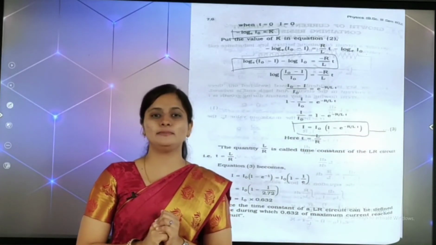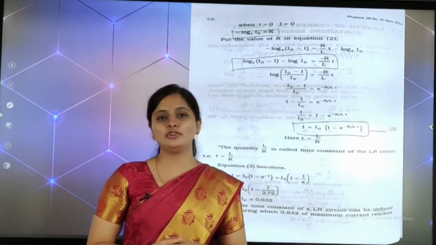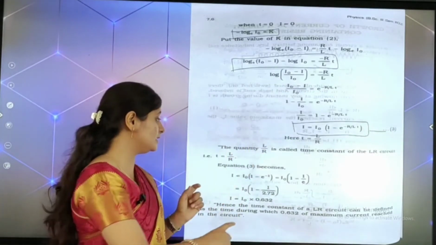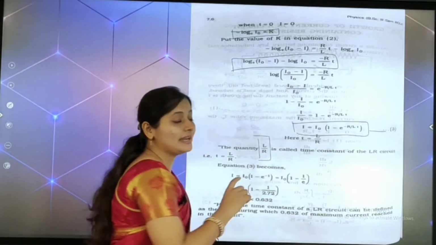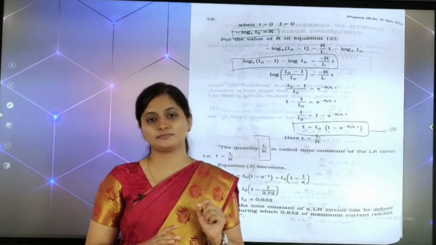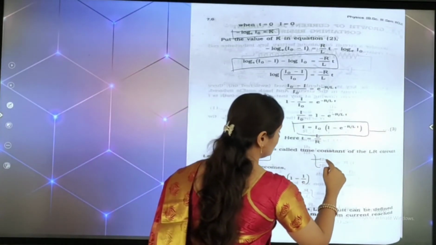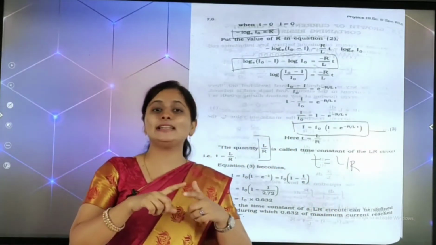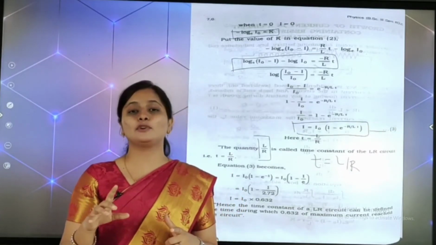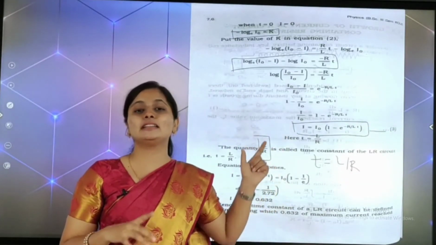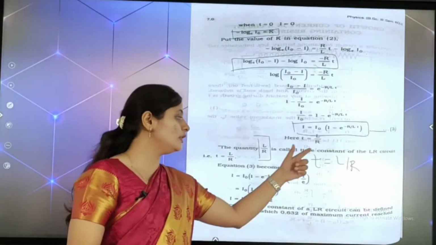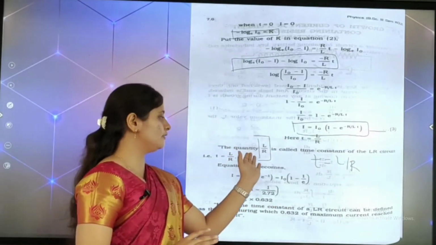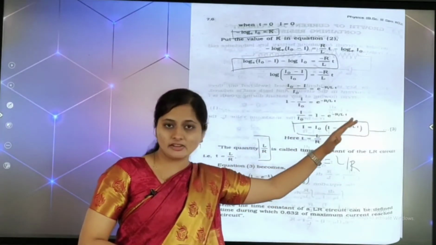What is the next step? We have to substitute the time constant. The main point is that the time constant for the RL circuit is L by R, so T is equal to L by R. For an RC circuit, meaning charging and discharging of a capacitor, the time constant T equals RC, but here the time constant T equals L by R. Don't get confused. Next, we substitute the time constant in equation number 3.